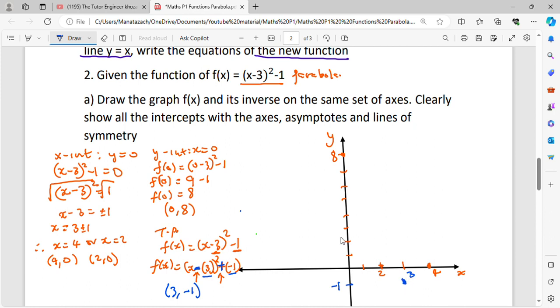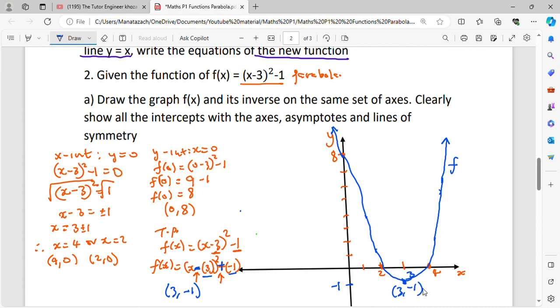So now let's plot the graph. It's going to be a very smooth graph, going towards infinity on both sides. So just label it graph f. The turning point here is (3, minus 1).